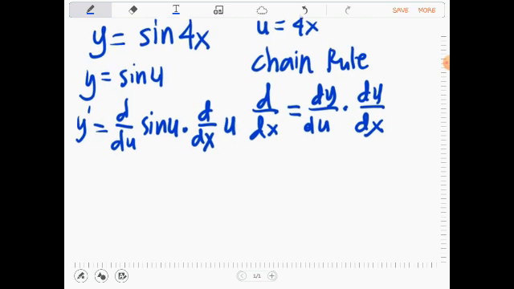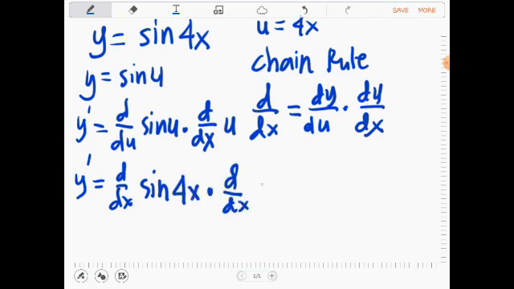Ngayon, ano ba yung derivative ng sine u? Di ba ito ay equal sa cosine of u? And then, ito naman ay equal sa, ano yung u natin? 4x siya, di ba? So, pwede ko na palang ipalit. Ito ay equal sa d over dx sine of 4x, times d over dx derivative of 4x.